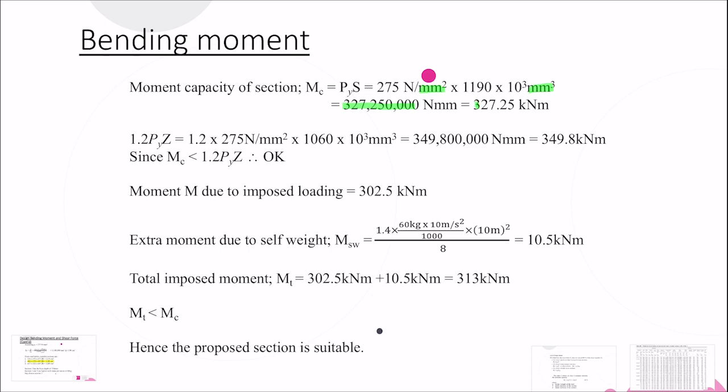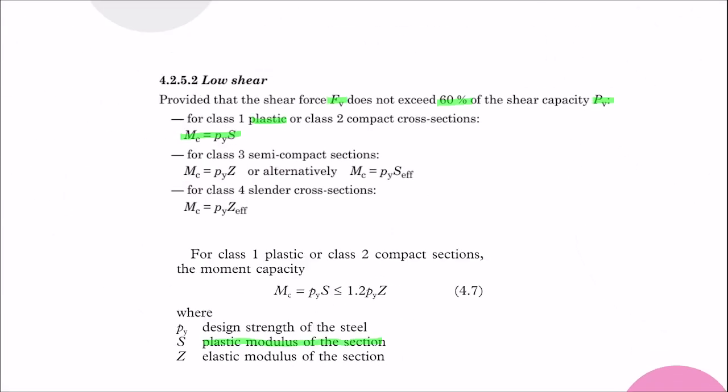This is the shear capacity, meaning that sebanyak inilah the beam boleh carry the moment 327.25 kilonewton meter. Okay, however, for class 1 plastic or class 2 compact, sebab kita punya section adalah plastik, kita mesti make sure that the MC, which is PYS, is less or equal to 1.2 PYZ. Z here referring to the elastic modulus of the section. Okay, so kita nak kena dapatkanlah value 1.2 PYZ, kena check, make sure that MC ni less than this value.